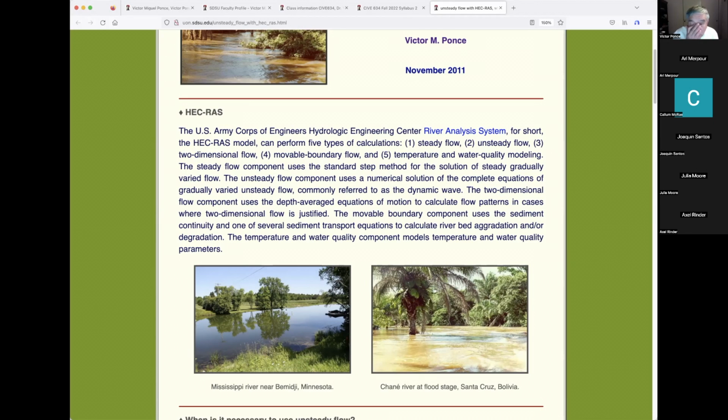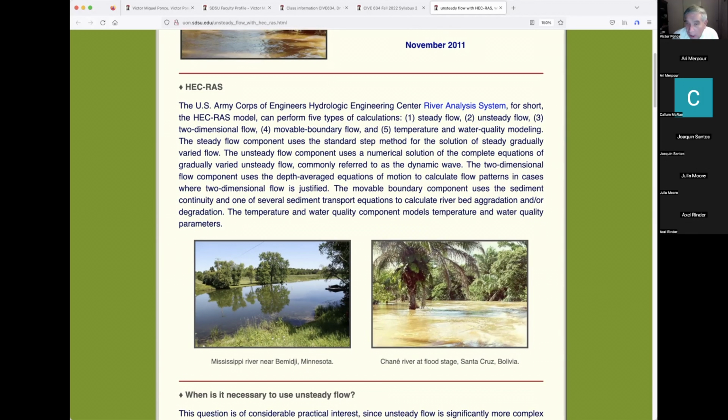It can perform 5 types of calculations: steady flow, unsteady flow with the Barkau model, 2-dimensional flow. I honestly don't know where they picked up that 2-dimensional flow model. There was a gentleman that used to do this out of, I believe, Alabama back in the late 90s. And he died young, by the way. He died at 50, 55. And I don't know what happened to his model after that.